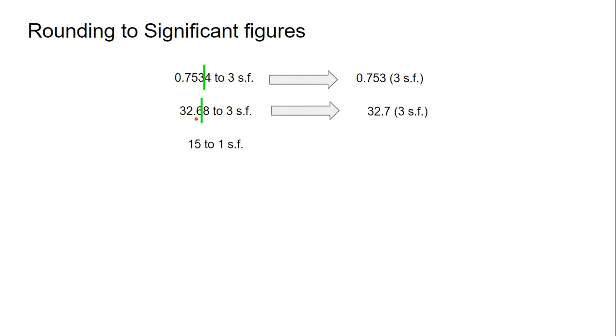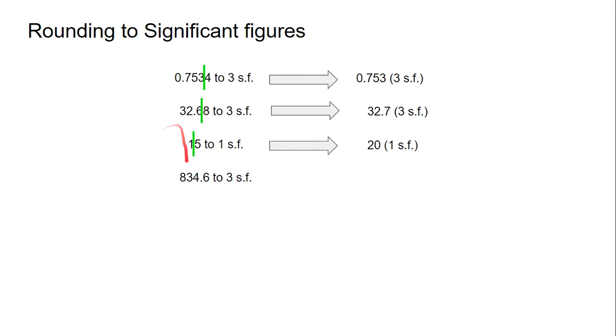Third example, 15 to one significant figure. Now, sometimes it looks kind of weird because actually the most significant figure is a 1. So put my cut over here, and this is 5 or more. So actually, this is going to round to 20 to one significant figure. Seems a little bit weird, but that's actually what it would become.